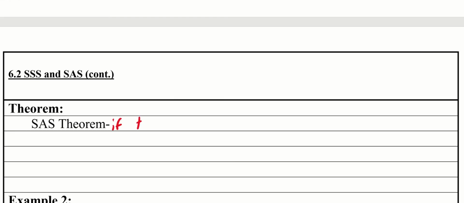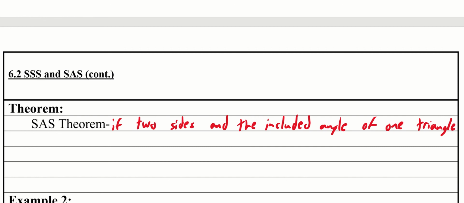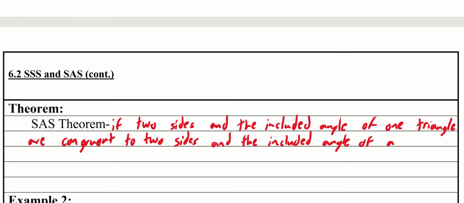It says if two sides and what we call the included angle of one triangle are congruent to two sides and the included angle of another triangle, and we'll draw a picture with this as well, then I can come to the same conclusion I always am going to, which is the triangles as a whole are congruent.